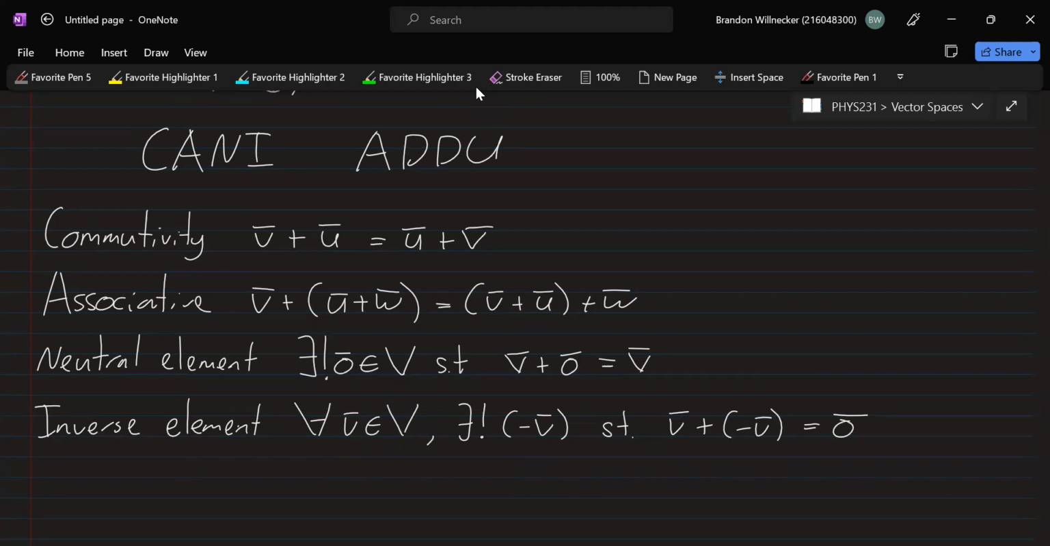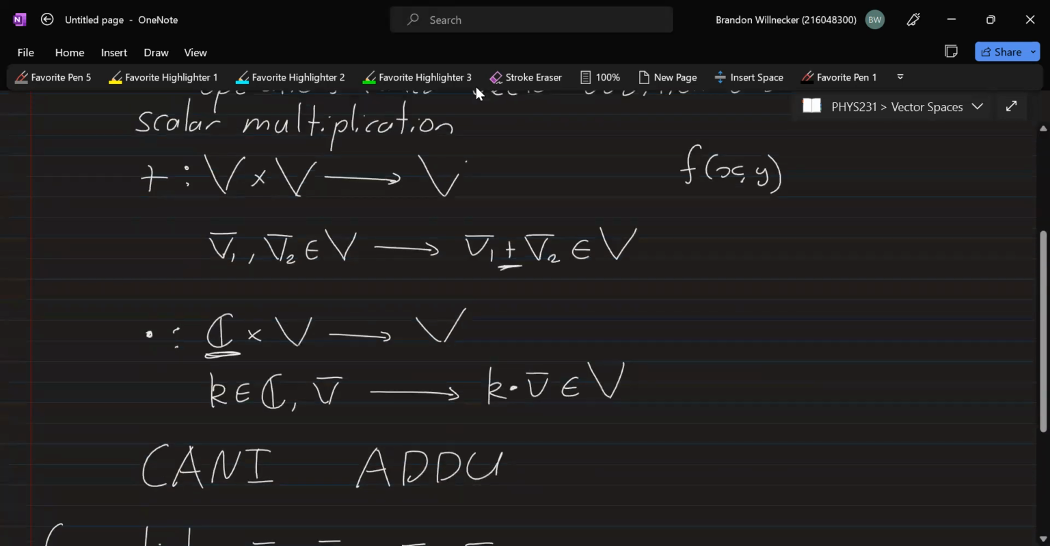Yeah, so these are all the properties for the addition, the CANI part. Then the ADDU part relates the scalar multiplication with the addition on the vector space, as well as the multiplication and addition on the field, the complex numbers here.